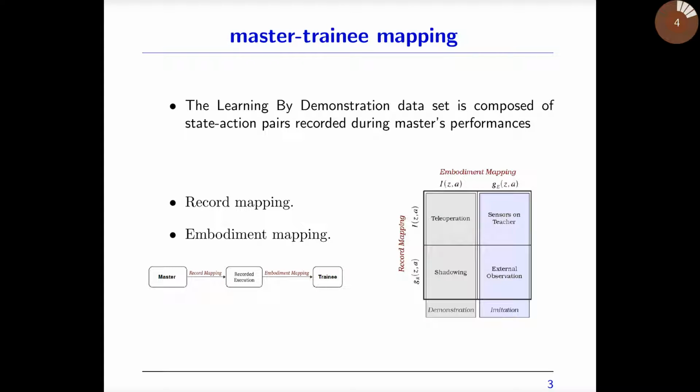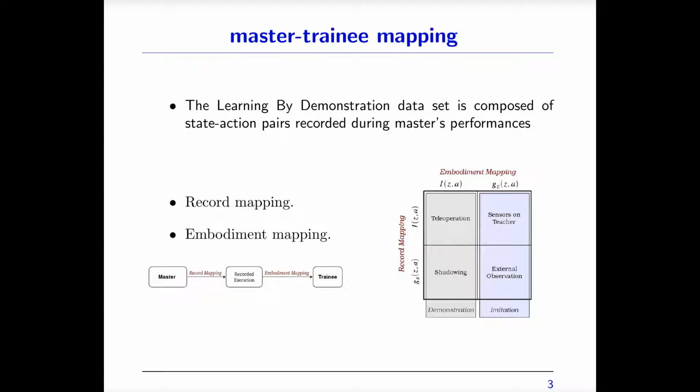The learning by demonstration dataset is composed of state action pairs recorded during the master performance of the behavior to be learned. These states and actions must be usable by the trainee. We base our work in a real proposal where the correspondence between the master and the trainee is solved by means of two functions: the record mapping function, G sub R, and the embodiment mapping function, G sub E.